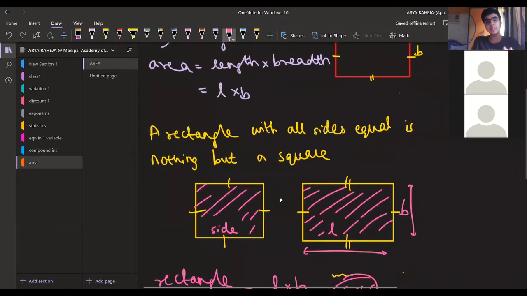पहले तो इतना समझे that a rectangle with all sides equal is nothing but a square. Tell me yes or no, and if you don't understand it's okay. ठीक है मैं वापस बोल दूंगा. तो yes लिखो या tell me no, it's fine. बोलो.